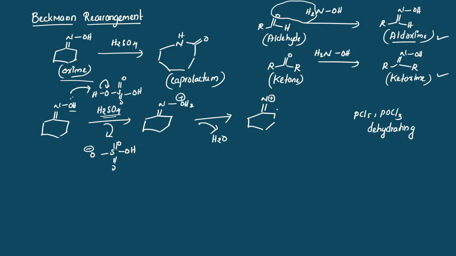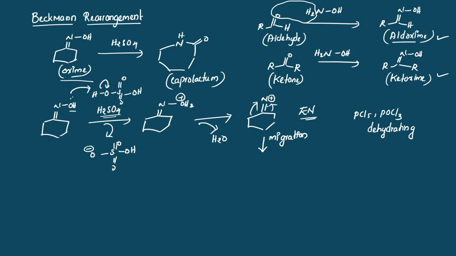As you know, nitrogen is an electronegative element and it is not so happy with a positive charge on it, right? So what is the only possibility? This can neutralize this charge by migration. So this will undergo a migration here, or it can go this way as well. But this compound is symmetrical, so if both sides undergo migration, you will get the same product.